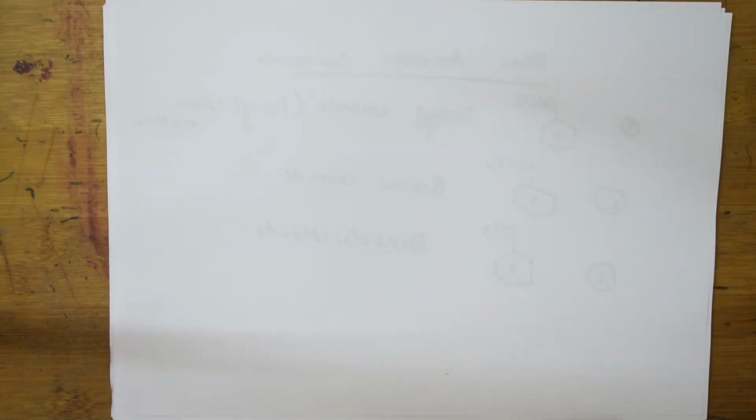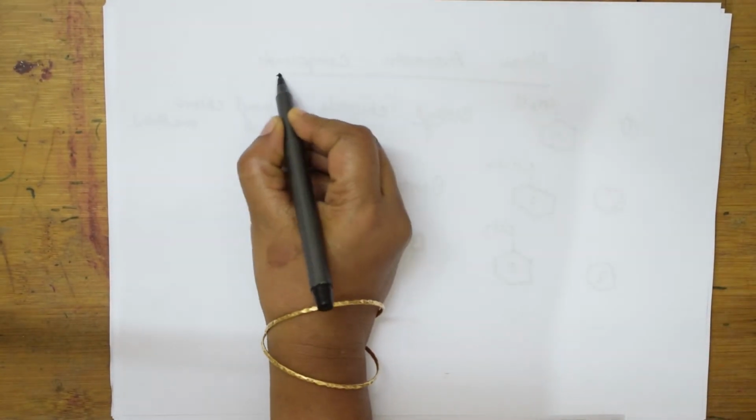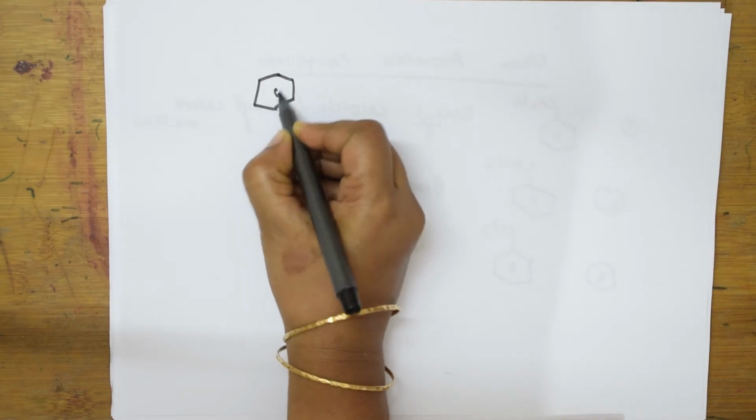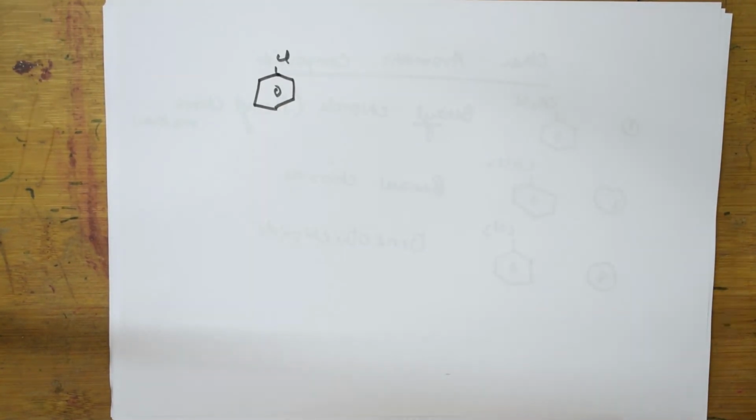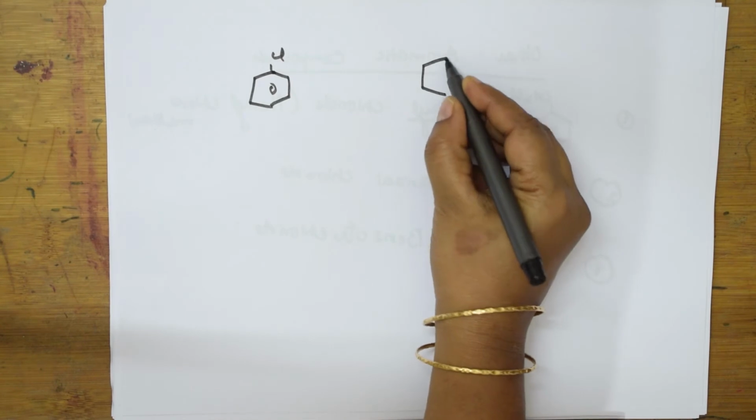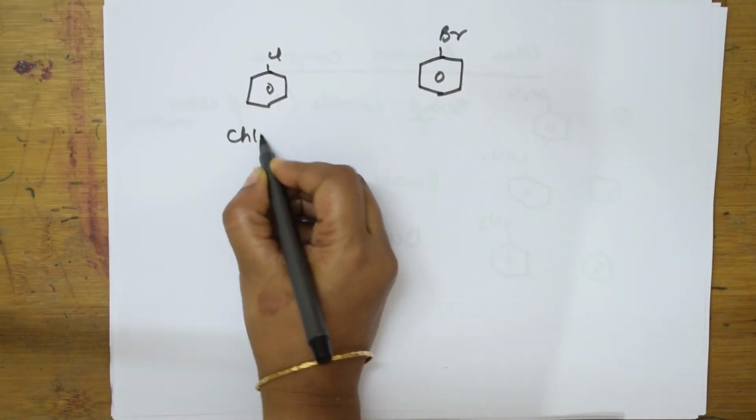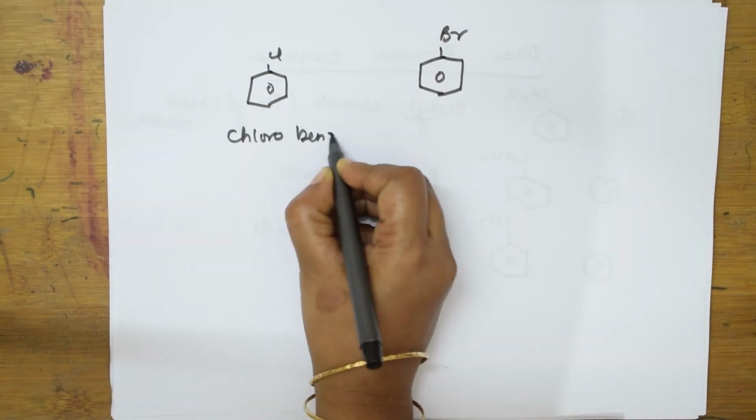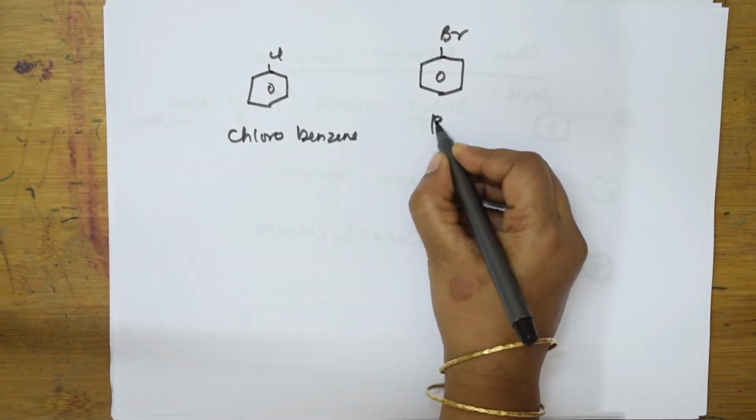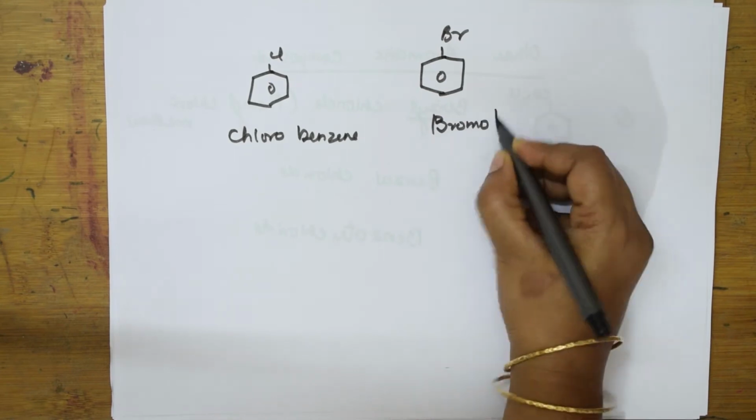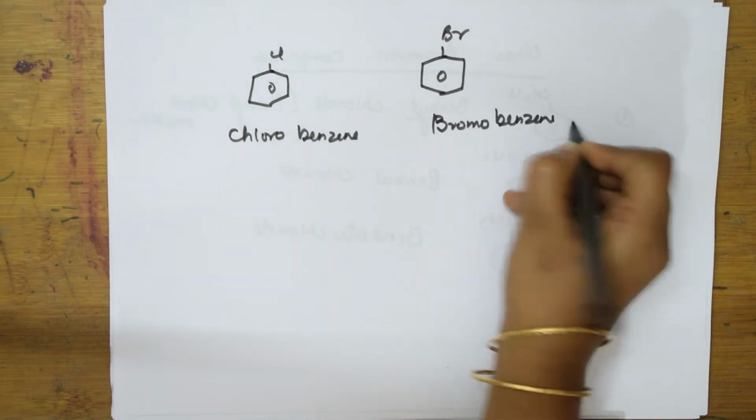Now let's see one more class. Suppose I don't have any alkyl group. I have a halogen attached. Suppose it is like this: a benzene ring with chlorine, and a benzene ring with bromine. What is this called? This is called chlorobenzene. This is called bromobenzene. Easy, isn't it? Yes, done.